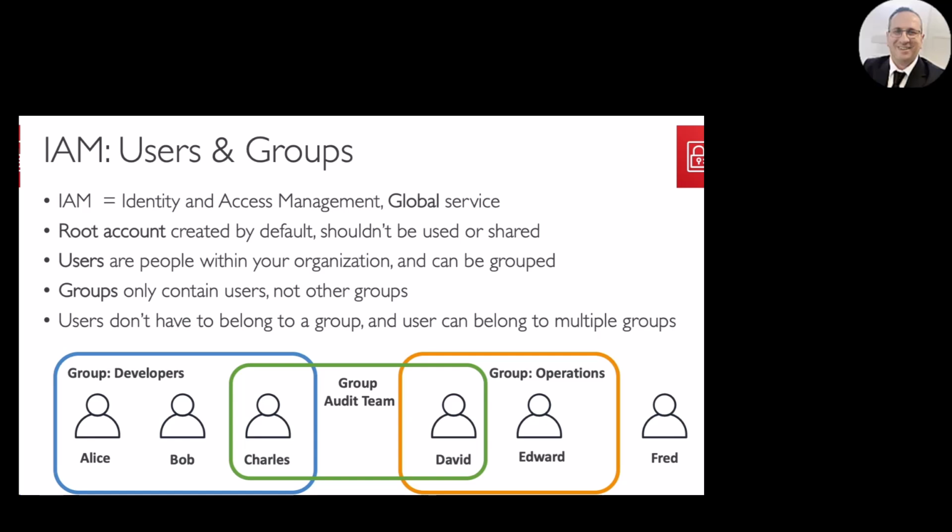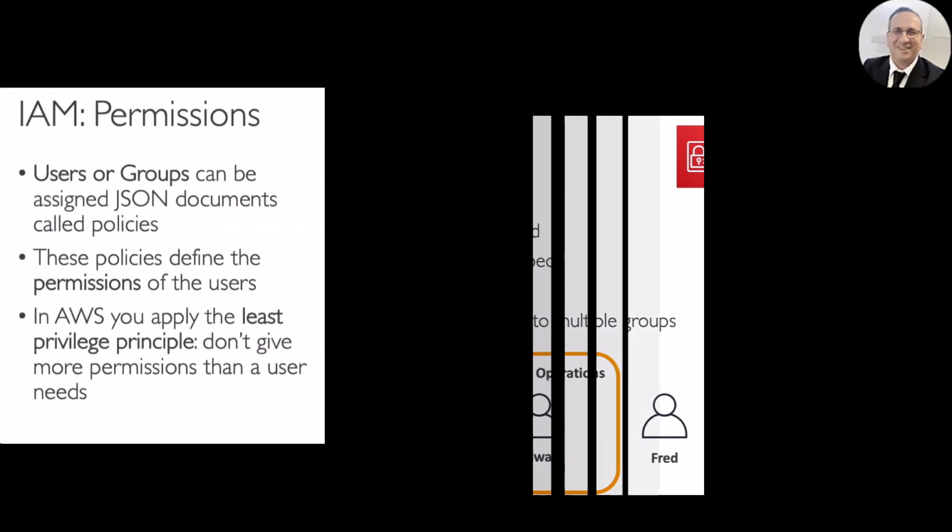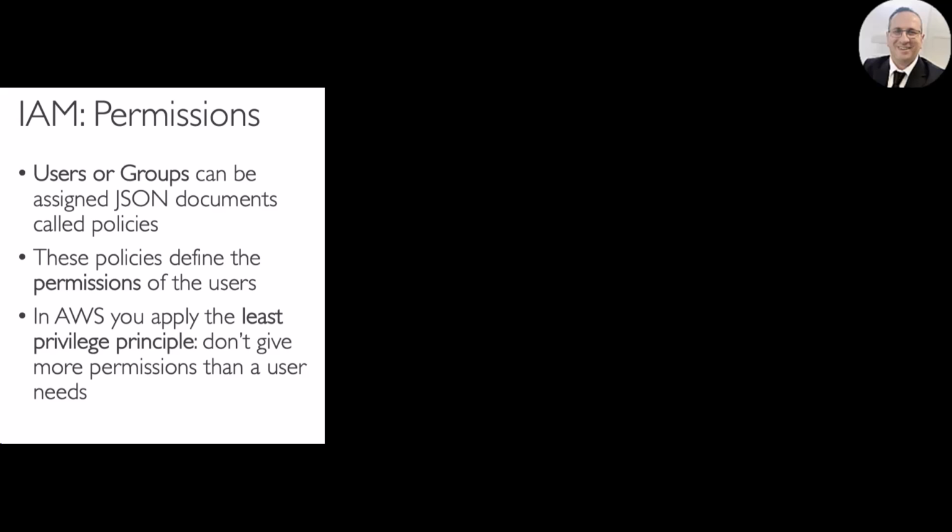Permissions with policies. So why do we create users and groups? Because we want to grant them permissions to use our AWS account. Permissions in IAM are managed through policies. These are JSON documents that define what a user or group can do.